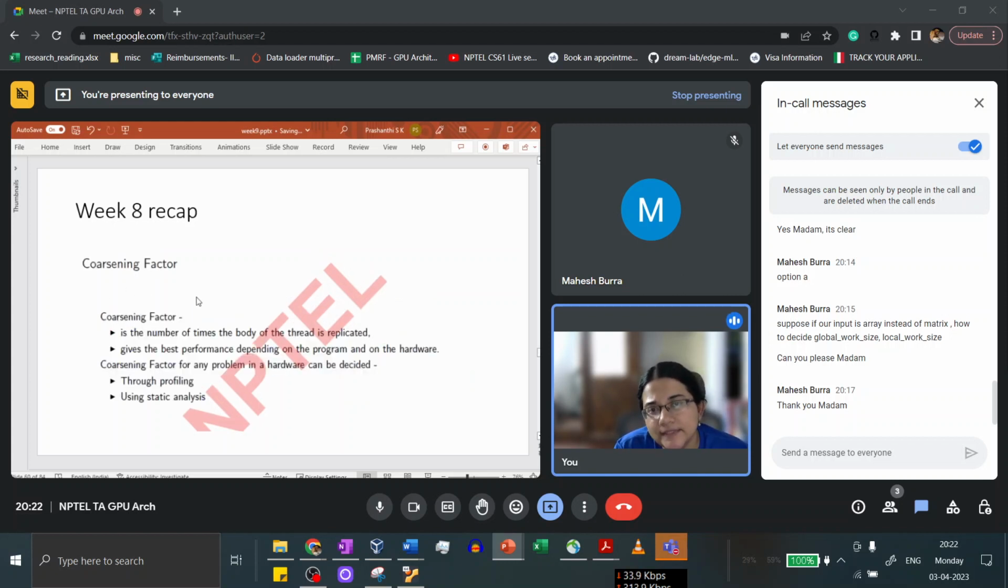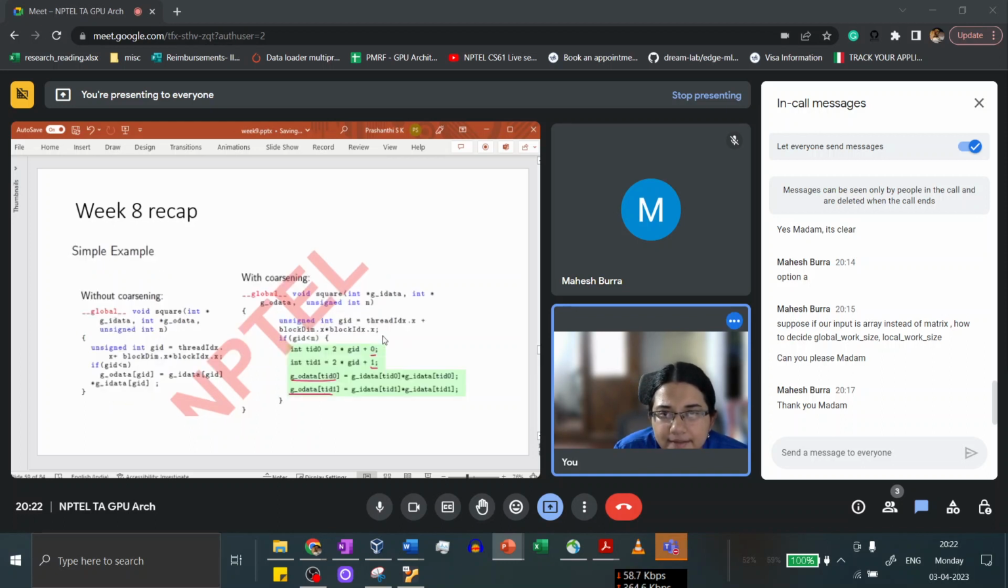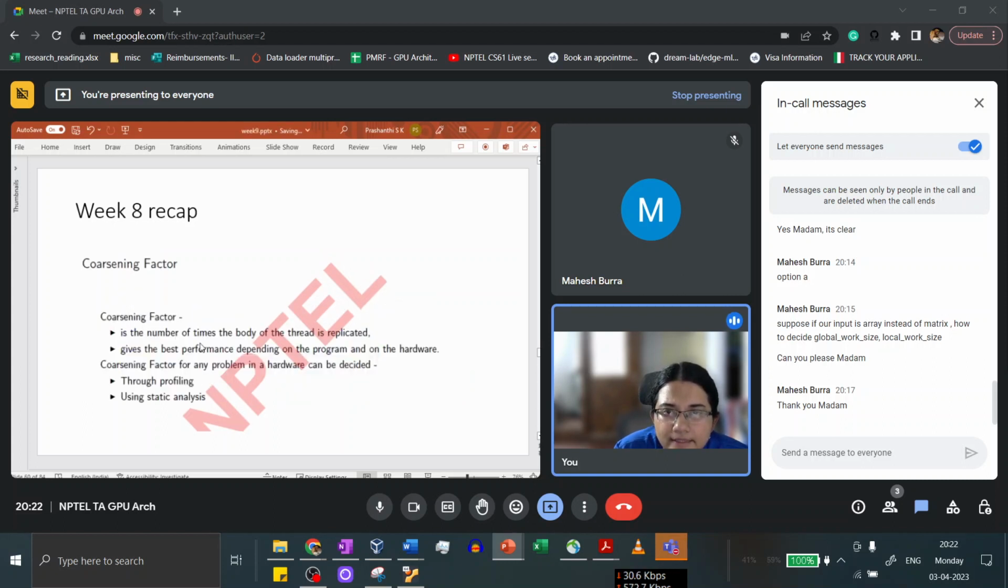Now coming to the coarsening factor, it is the number of times the body of the thread is replicated. So in this previous example it is 2, right? We are repeating this part 2 times. So the coarsening factor is 2, and this gives the best performance depending on the program and the hardware.